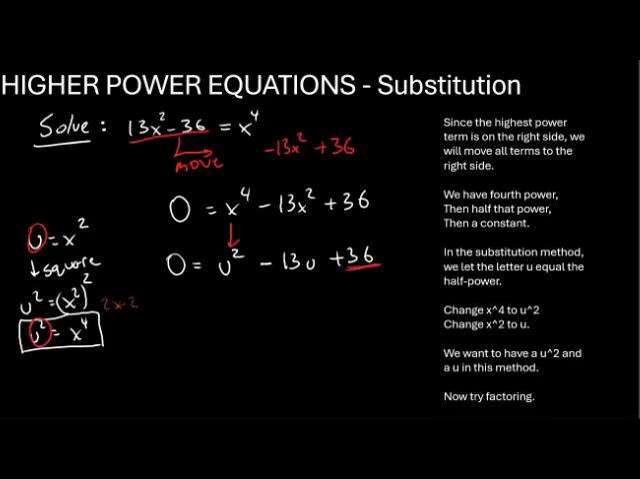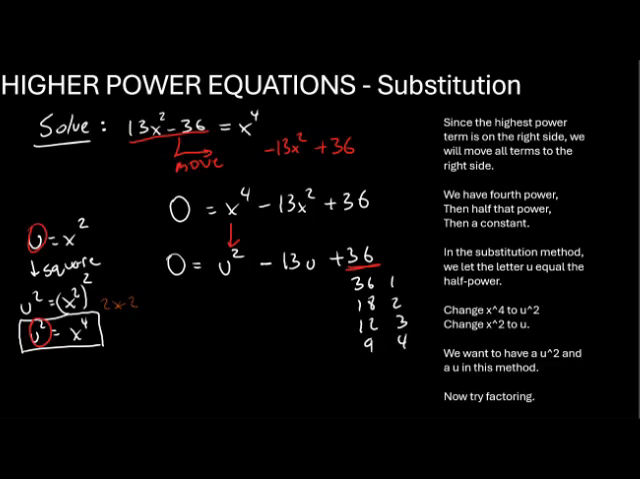Notice our number at the end is 36, and we can think of two numbers that multiply to make 36. We could try 36 and 1. We could try 18 and 2. We could try 12 and 3. Or we could try 9 and 4.